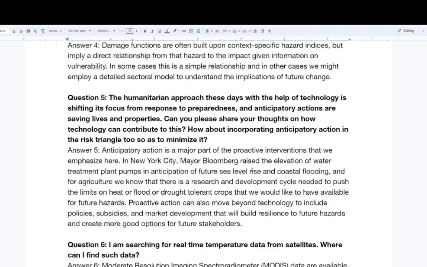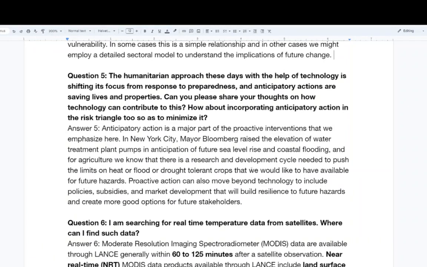Great. Question 5. The humanitarian approach these days, with the help of technology, is shifting its focus from response to preparedness, and anticipatory actions are saving lives and properties. Can you please share your thoughts on how technology can contribute to this? How about incorporating anticipatory action in the risk triangle too, so as to minimize it?